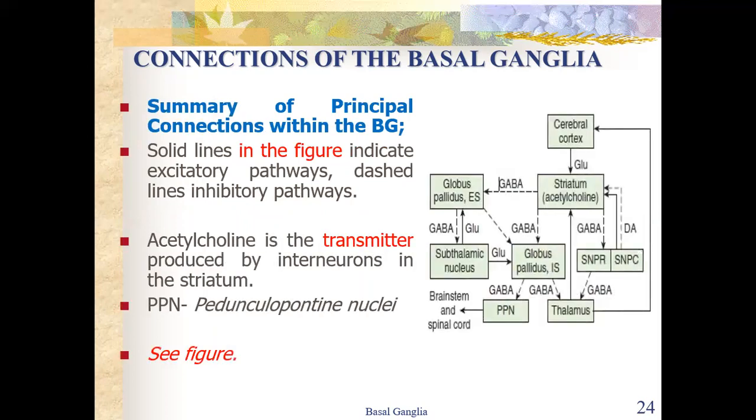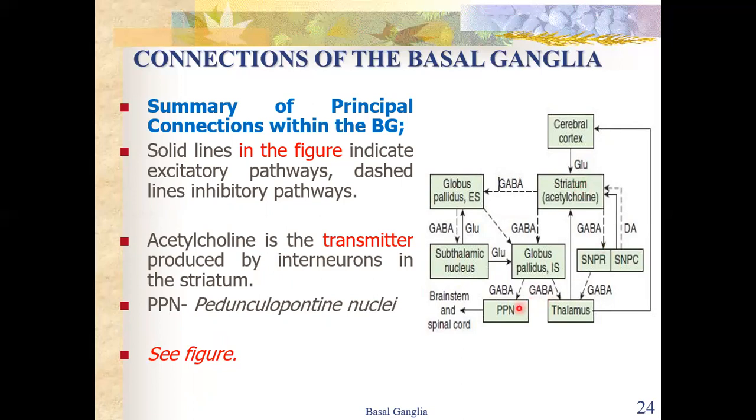So, a summary of the principal connections within the basal ganglia is shown in this diagram. The solid lines indicate excitatory pathways, whereas the dashed lines, mainly GABA, show inhibitory pathways. Acetylcholine is a neurotransmitter within the striatum. Remember, the striatum consists of the caudate nucleus and the putamen. Acetylcholine is the excitatory neurotransmitter produced by the interneurons of the striatum.